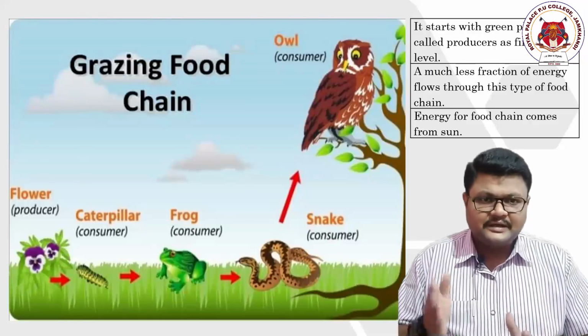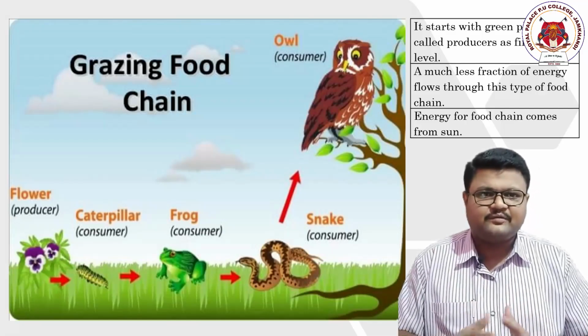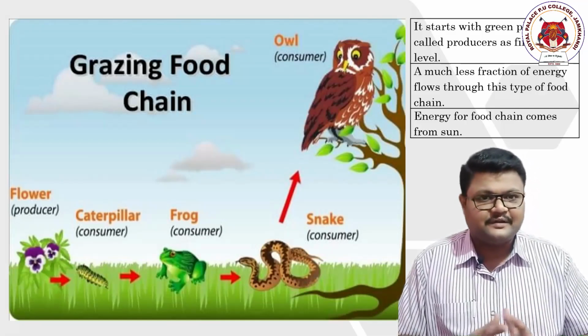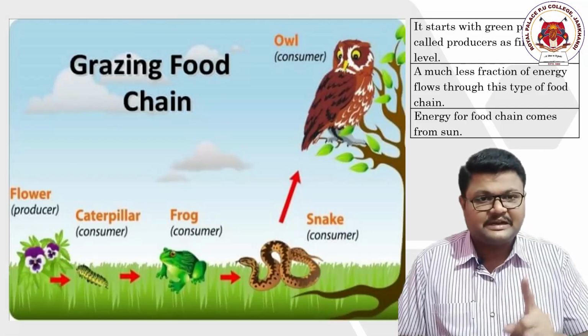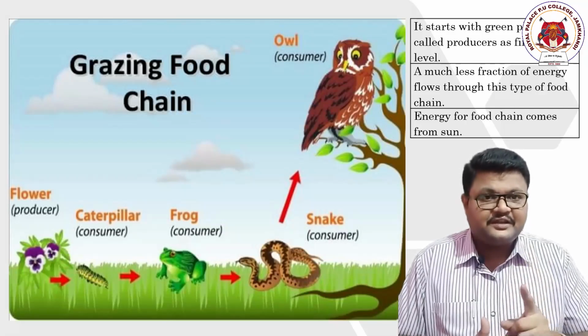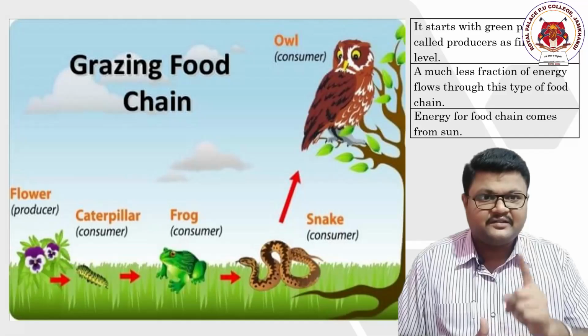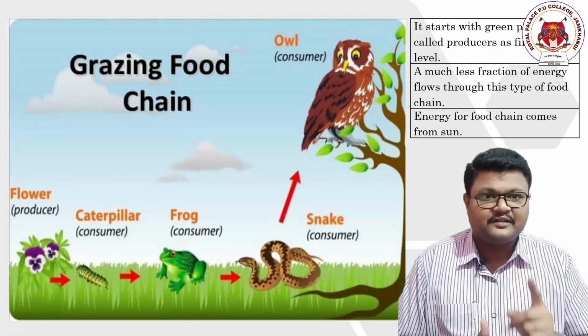Observe the diagram. Until this time, whatever I explained, everything comes in this type of food chain. This food chain is called the grazing food chain. This chain also starts from the producers, that is, the plants. So in case of the grazing food chain, the chain starts from the plants as the producers. Remember this thing. Plants as producers as first trophic level in case of grazing food chain.